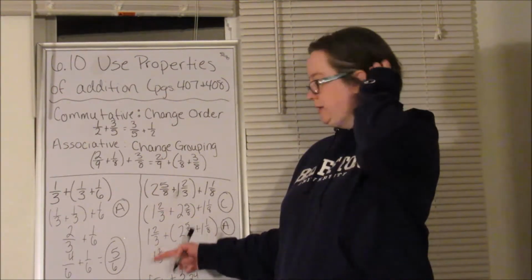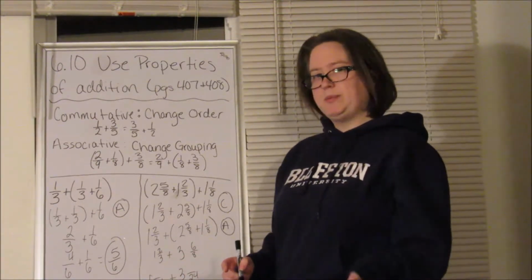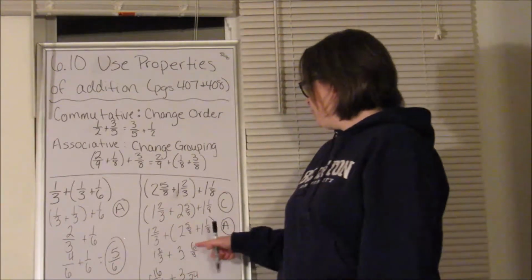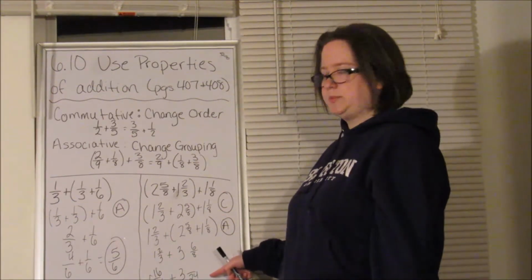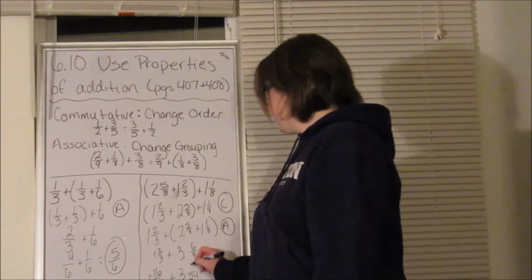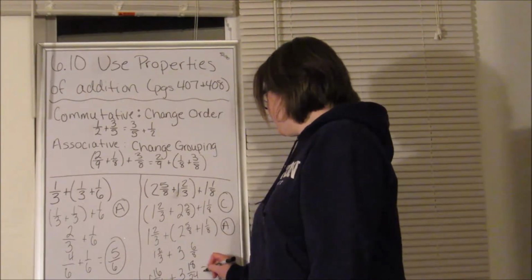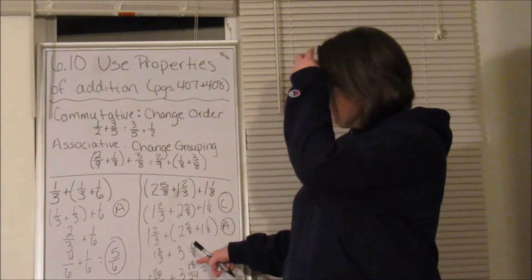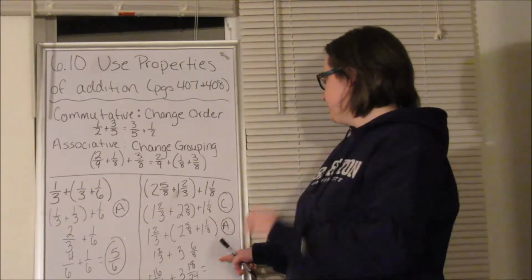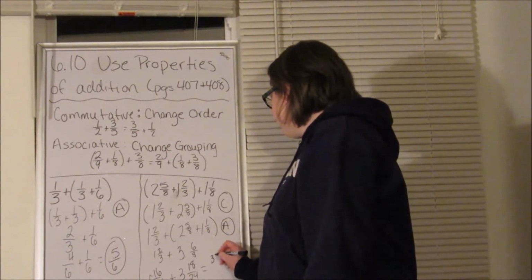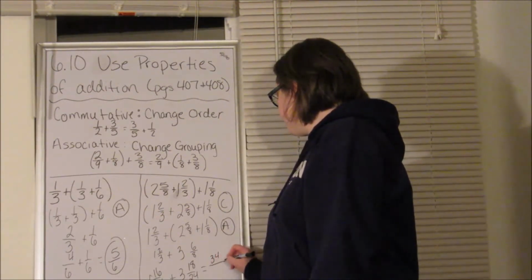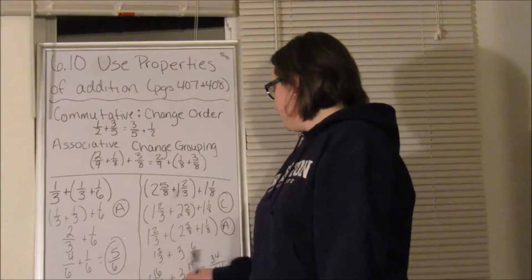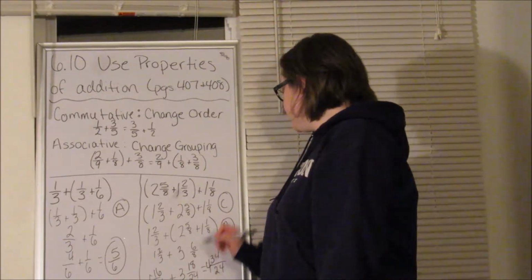What do I do to 3 in order to get 24? Well, I multiplied it by 8. So 2 times 8 is 16. What did I do to 8 in order to get 24? Multiply it by 3. 6 times 3 is 18. Equals, well, 16 plus 18 is going to be 34 over 24. And 1 plus 3 is 4.